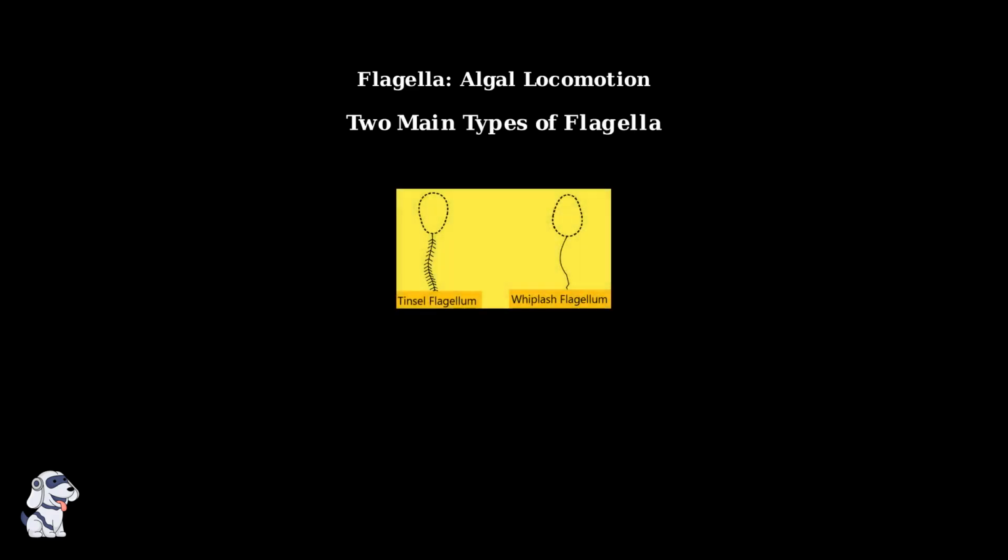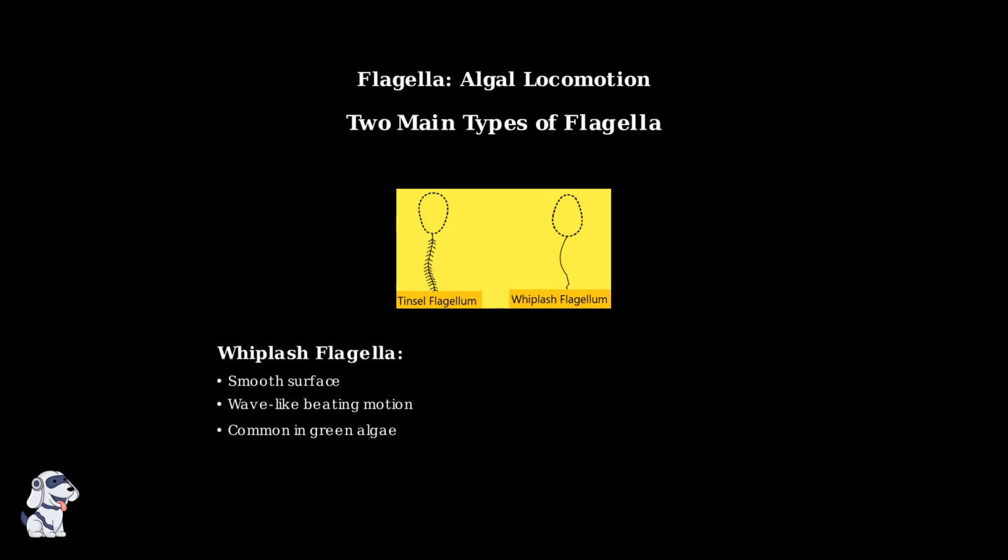in their environment. There are two main types of flagella found in algae: whiplash flagella and tinsel flagella. Each type has distinct structural characteristics that affect how the algae moves through water. Whiplash flagella are smooth and simple in structure. They beat in a wave-like motion, similar to a whip, pushing the algae through the water. This type of flagellum is found in many green algae species.